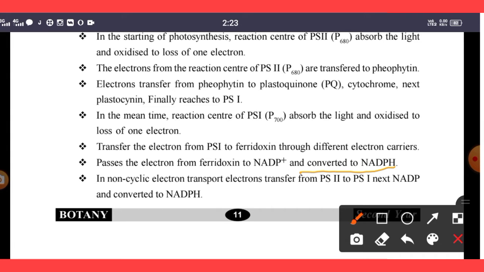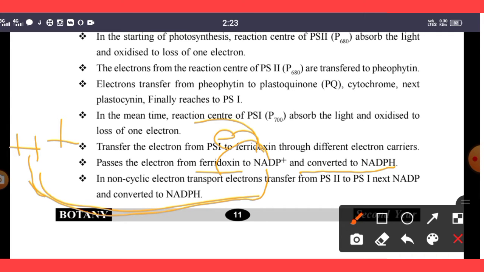Whatever electrons go from PS1 to ferredoxin to NADP, when electrons join the NADP, protons, H plus ions, are already moved in an indirect way. So electrons and protons are added to the NADP, and NADP is converted into NADPH. This is the assimilatory power, which is the product of the light reaction, that is non-cyclic photophosphorylation.